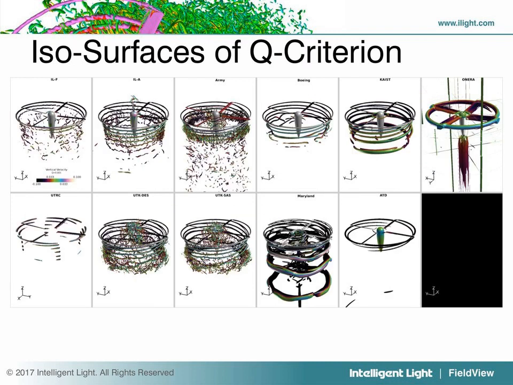Shown here is another image showing the isosurfaces of Q criterion. What you can see here is that the cases labeled ILF, ILA, Army, and UTK all capture the tip vortex very tightly. Then as the tip vortex convects downstream, the vortex breaks up into really small, fine vortex structures. Whereas with the other submissions from Boeing, CASE, ONERA, Maryland, and ATD, the wake structure forms a really tight vortex, convects downstream, and then diffuses out. We don't see the same behavior of fine vortex structures forming. But at the same time, these are all predicting very similar rotor thrust and torque behavior.